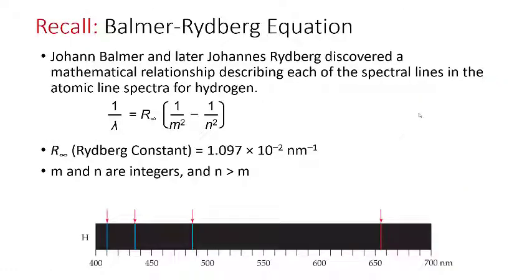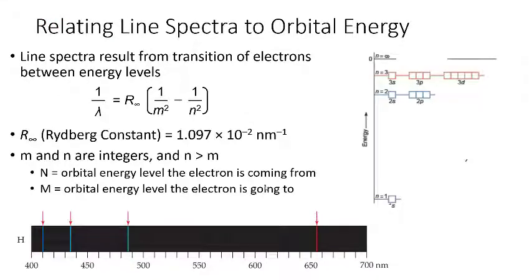Okay, so if we recall back to the Balmer-Rydberg equation, where we talked about the equation that defined the wavelength associated with each of these individual lines, each of these energetic electron transitions, where the M and the N talk about the energy level an electron came from, or the energy level an electron is going to. Now that we have a better understanding of the electron orbital diagram, you can better understand where this Balmer-Rydberg equation is actually coming from.